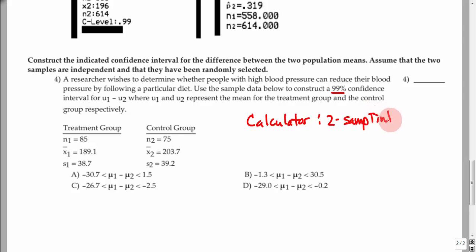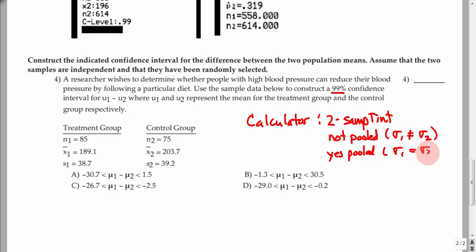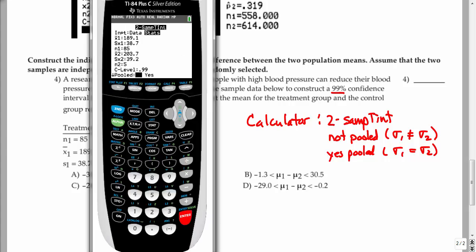And remember, INT is interval, and I'm going to use no pooling, or not pooled. The reason I'm going to choose this is they don't say anything about sigma 1 and sigma 2, so I'm going to assume that they're not equal. And I would use yes pooled if they told me that the population standard deviations could be considered the same. Okay, so let's go ahead and look at my output here.